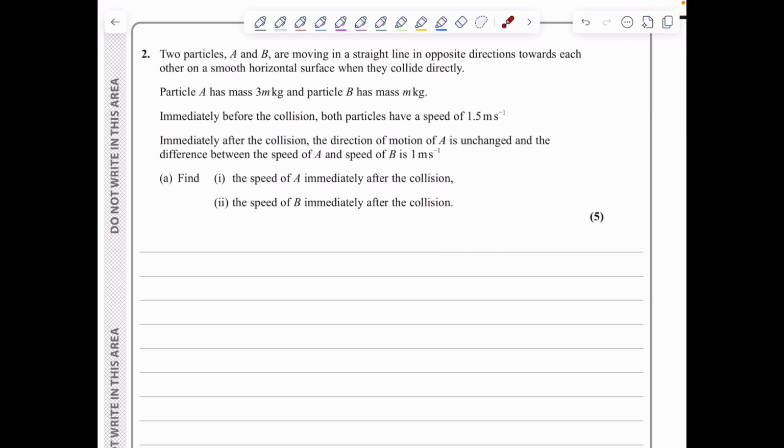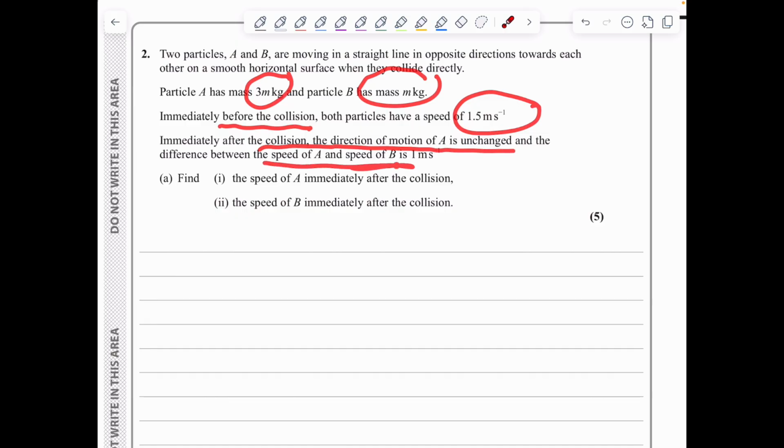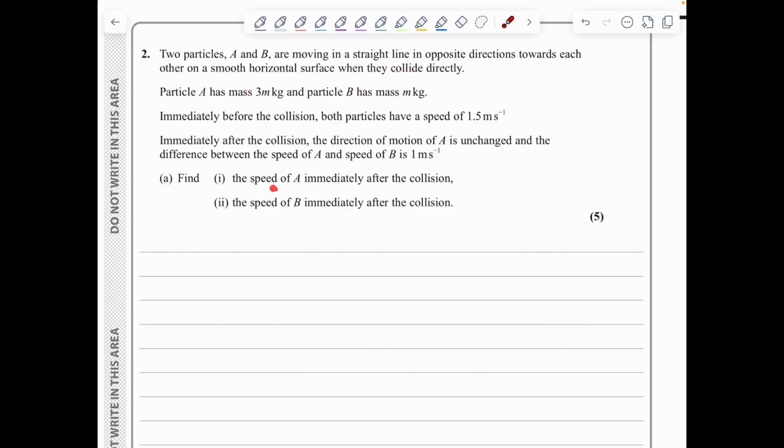In question 2, we've got two particles A and B moving in a straight line in opposite directions on a smooth horizontal surface. When they collide directly, we are told that particle A has a mass of 3m, whereas particle B has a mass of m. Immediately before the collision, both particles are moving with a speed of 1.5 meters per second. After the collision, the direction of motion of A is unchanged, and the difference between the speeds of A and B is 1 meter per second. We need to find the speed of A and the speed of B immediately after the collision.